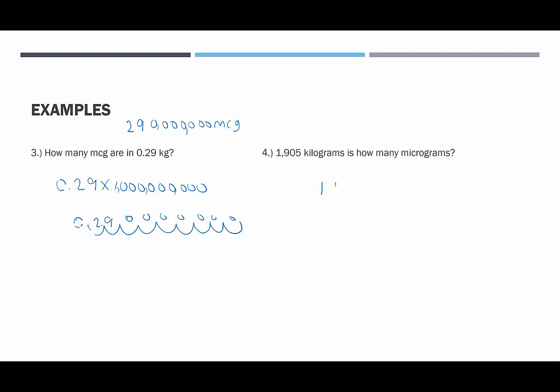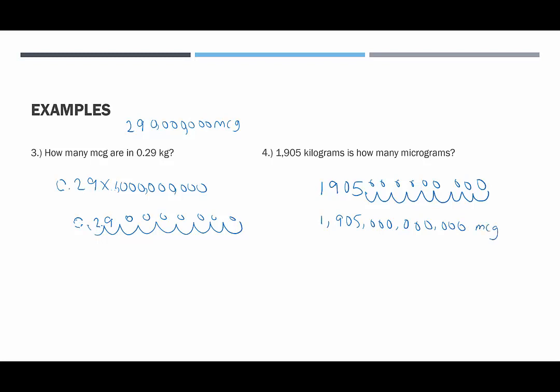And our last example, 1,905 kilograms is how many micrograms? We're going to take this number, multiply it by a billion, or move the decimal point 9 places to the right. The decimal point for this number is already behind the 5, and now we're adding 9 zeros. Or we're moving the decimal point 9 times, which is going to be adding 9 zeros. 1, 2, 3, 4, 5, 6, 7, 8, 9. So yep, we're going to add 9 zeros, which gives us a grand total of 1,905 billion. That is a lot of micrograms.